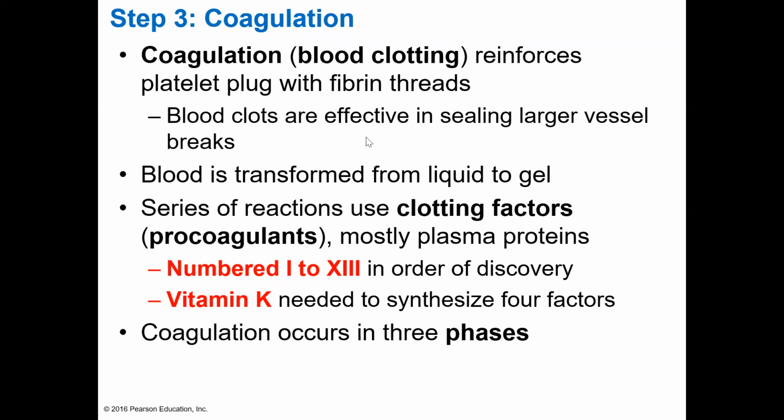As we said, coagulation is a cascade, a series of reactions that occur starting with the first step, a cut in the blood vessel, which exposes some clotting factors. This will lead to different reactions, and these clotting factors are numbered from 1 to 13 in the order of discovery. Vitamin K is also needed to activate these factors.